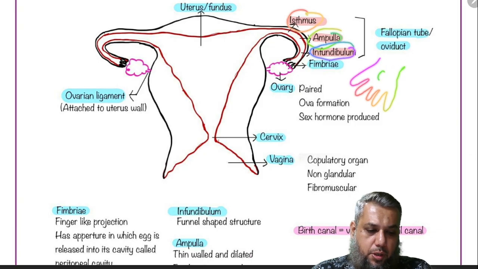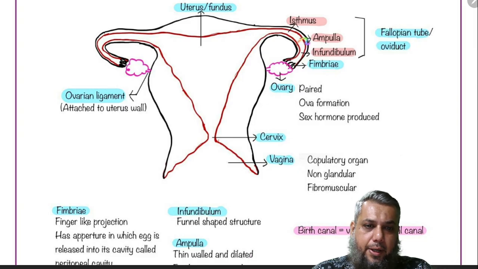The fimbriae have an opening, which is called the ostiole. The fimbriae, along with the ostiole, collect the female gamete that has been released by the ovaries. Internally, they are lined by ciliated epithelium, which helps to push the ovum towards the ampulla, so that when the sperms enter at the region of the ampulla, fertilization will take place.